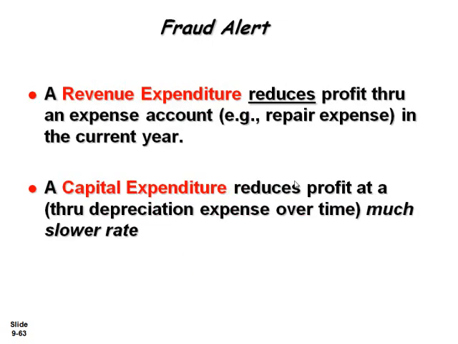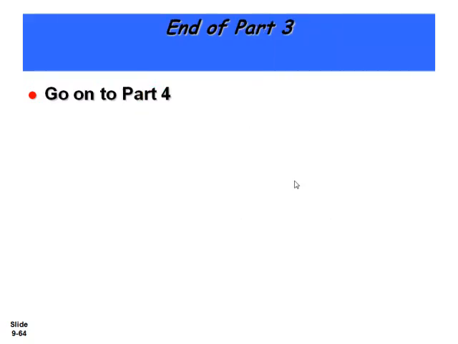And as I just said, fraud alert, revenue expenditures reduce profit in the current year. Capital expenditures reduce profit through depreciation expense at a much slower rate. So auditors are always very interested in what the company considers a capital expenditure. They are always careful to scrutinize these expenditures and make sure they're valid, if they're true capital expenditures and not revenue expenditures.